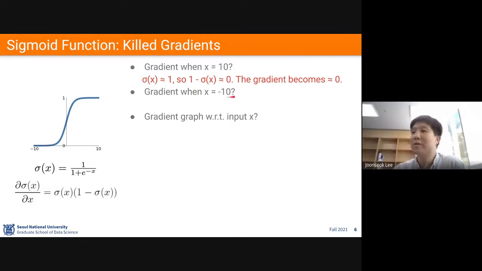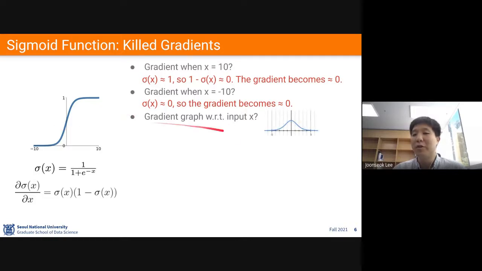What about x is minus 10? Here, e to the minus 10 is e to the 10, which is a very large number. So this will be almost 0. So the same thing happens. 0 times 1 is still 0. And the gradient here is almost 0. Which means if the input is large in magnitude, regardless of its sign, the gradient will be 0. The gradient of this function with regard to its input is like that. So if the input is large enough, then the gradient will be almost 0.